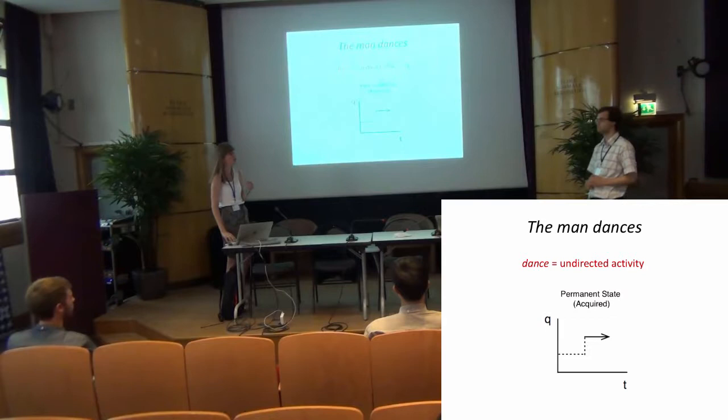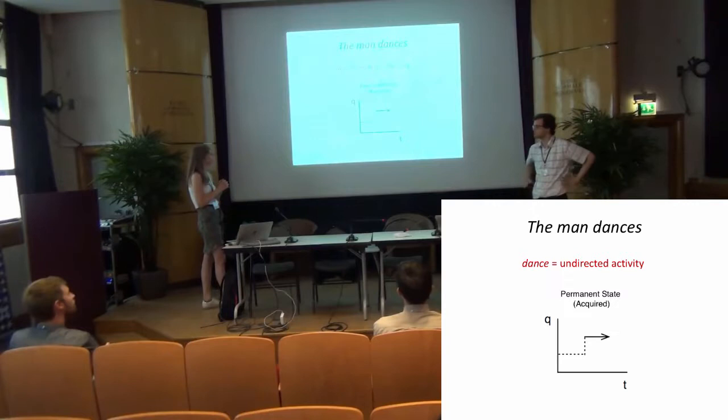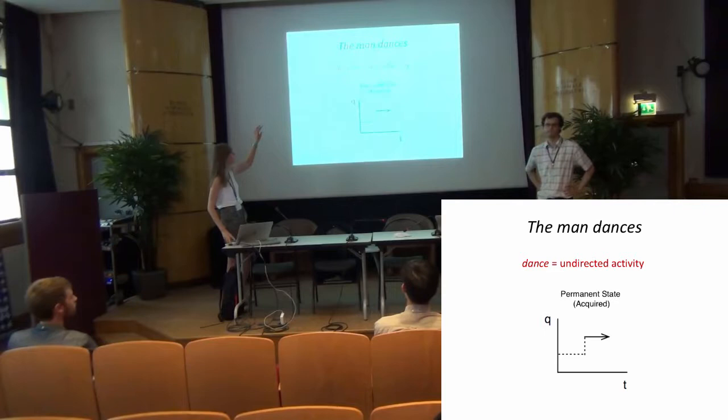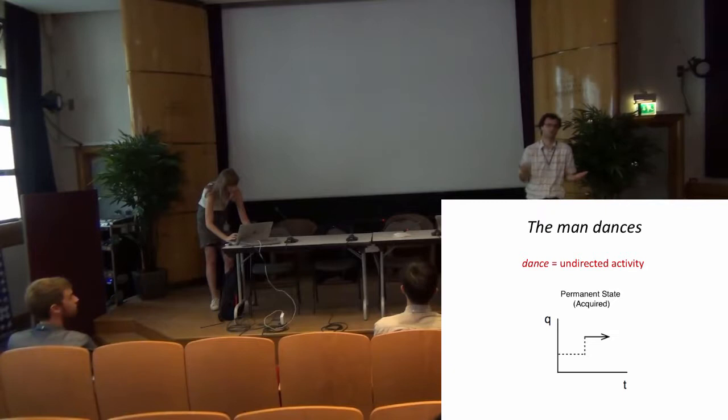The man dances is the most basic sentence that our grammar can handle. Dance is, of course, defined by Croft as an undirected activity. That's the basic category of the verb. Then the man dances is a bit confusing. The man dances is seen as a generic property: that man, he dances, he's a dancer. It's a property of the man, a habit or however you want to call it.